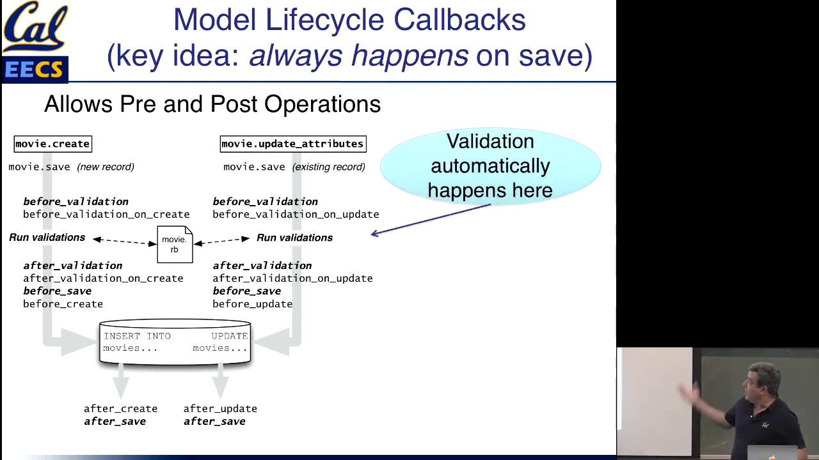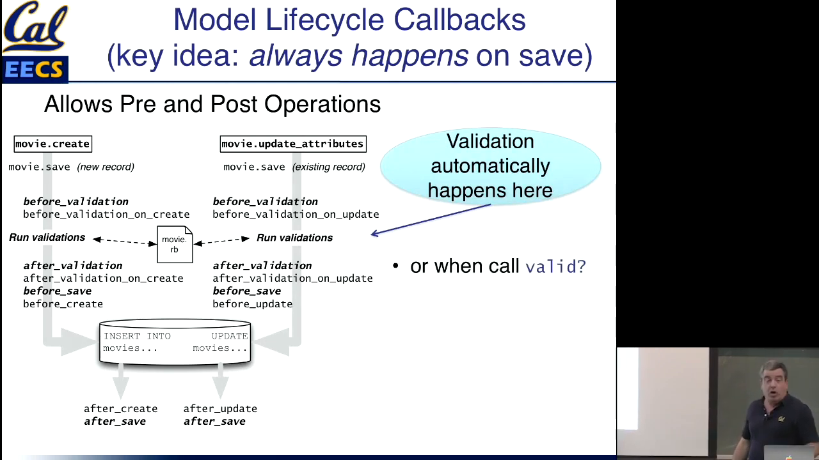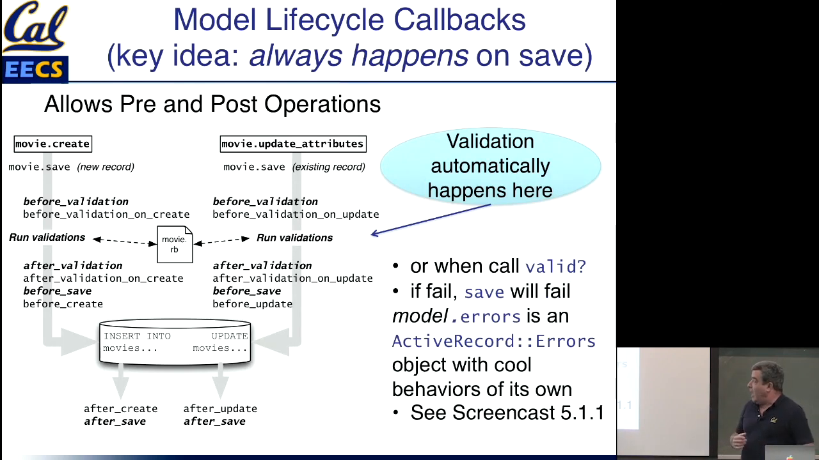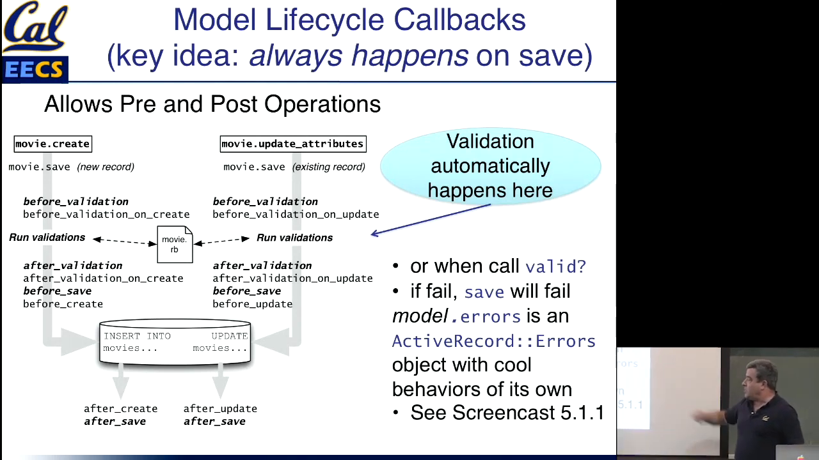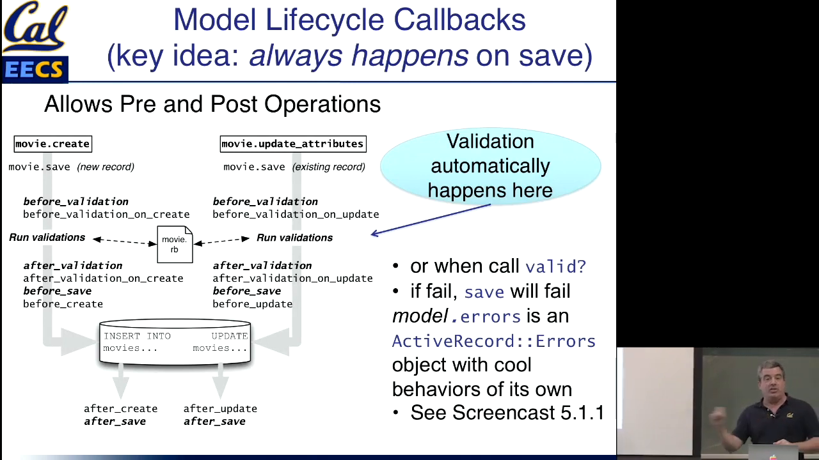So validation automatically happens here, right before a save of any kind. You can also explicitly do it. You can call valid question mark on any instance of an Active Record object, and you'll get back a truthy or falsy value, depending on whether the validations all passed or if anything failed. If they did fail, then first of all, you know that save will also fail. You can also look in errors, which is an object that has cool behaviors of its own and stores all of the messages of why the validation didn't pass.